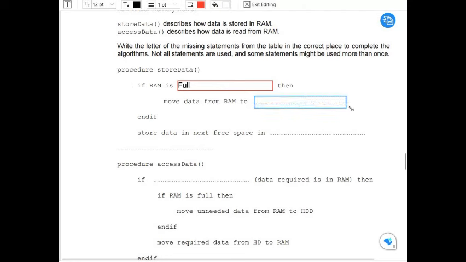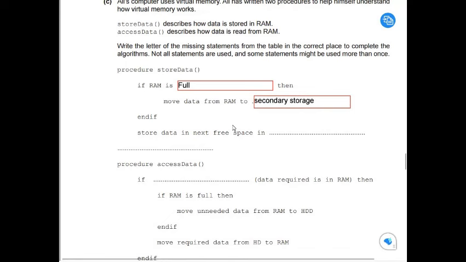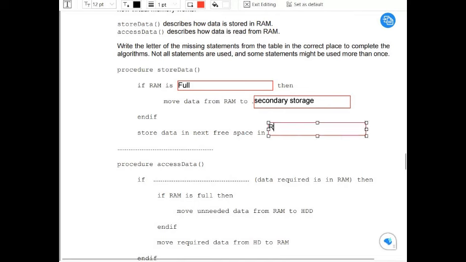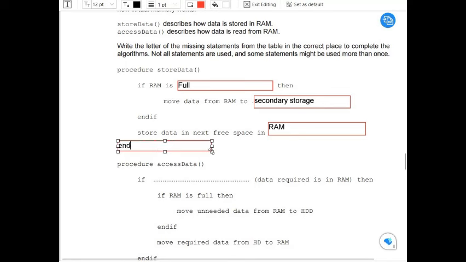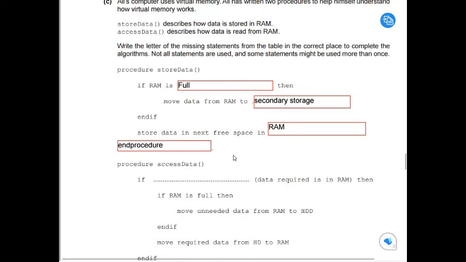If it's full, then you would move the RAM to secondary storage, which makes far more sense. And then store data in the next free space in the RAM. So we're going to store it there. So we're going to store it in the RAM. And then here, where you've got procedure, store data, you would use end procedure, which indicates the end of the subprogram. So that's the store data.